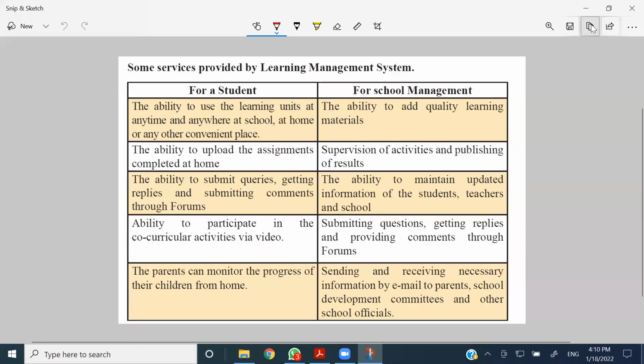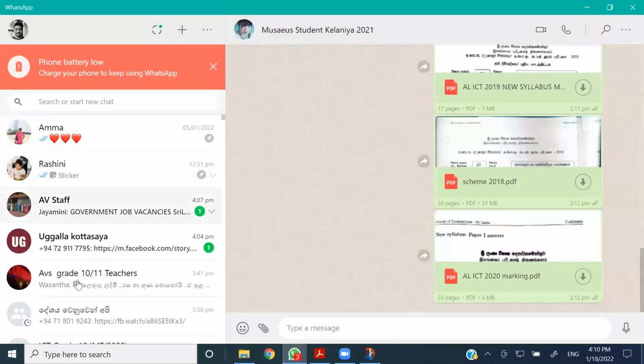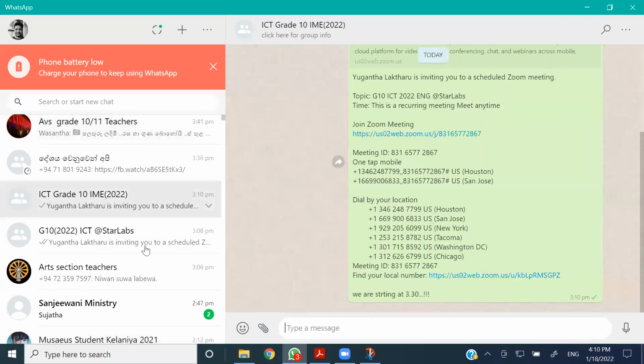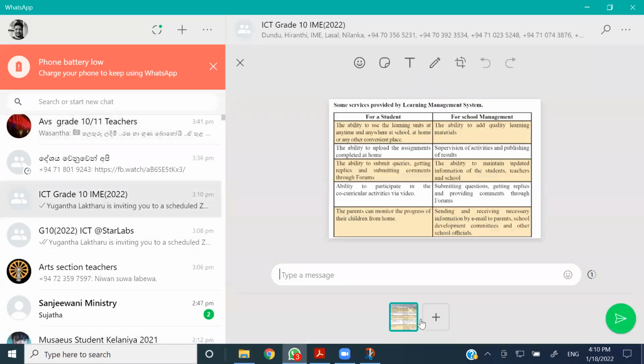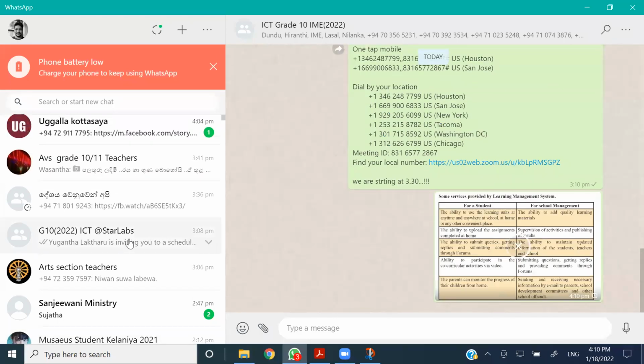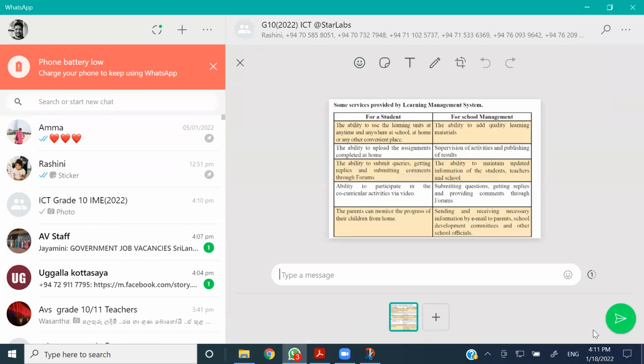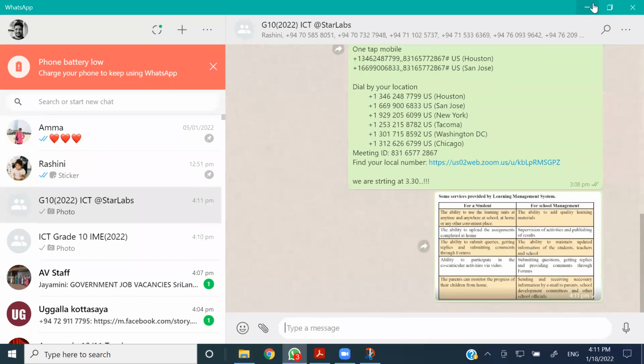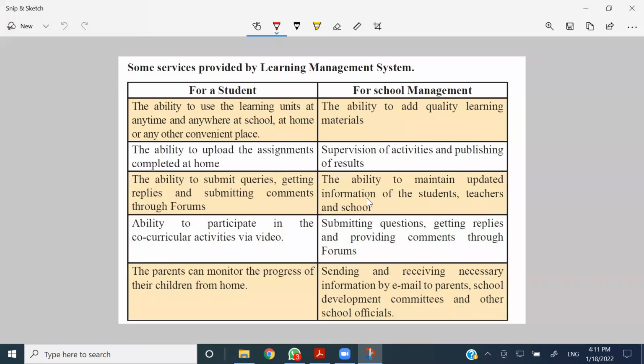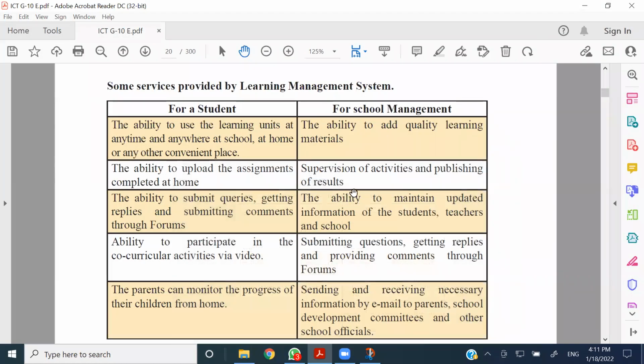Right, so I'll send this to the WhatsApp group, right? So now I have sent those. So you can copy that table in your book. So it's better you leave how many rows? 1, 2, 3, 4, 5, 6, 7, 8, 9, 10, 11, 12. Yeah, some 13 to 15 rows in your book. So leave that out, people, so you can complete it at home.